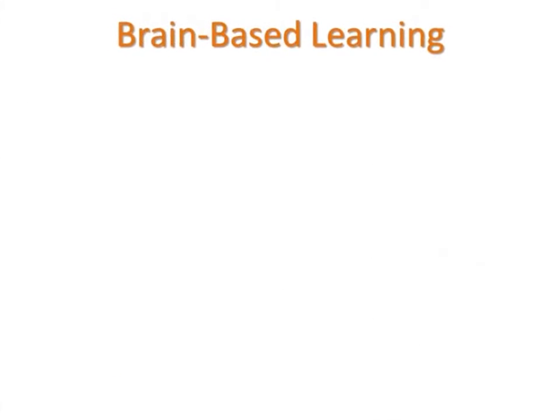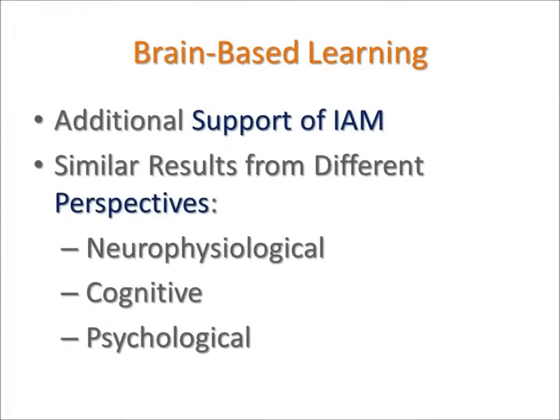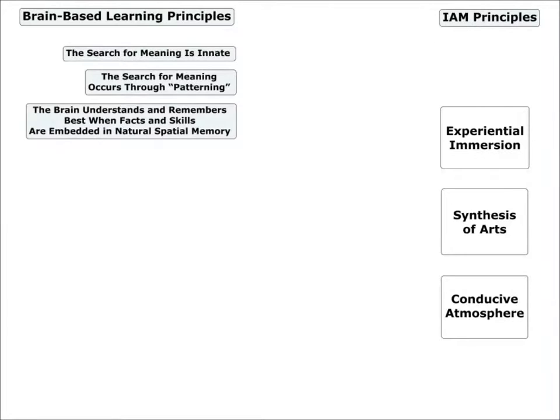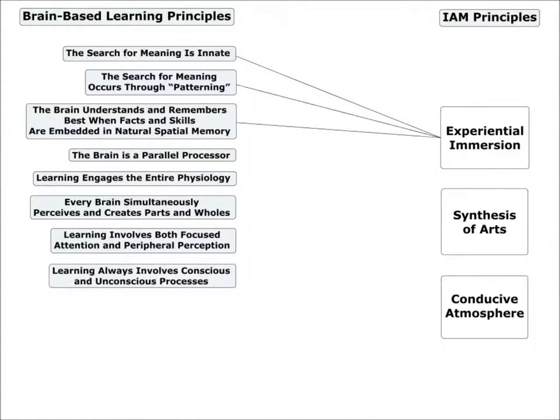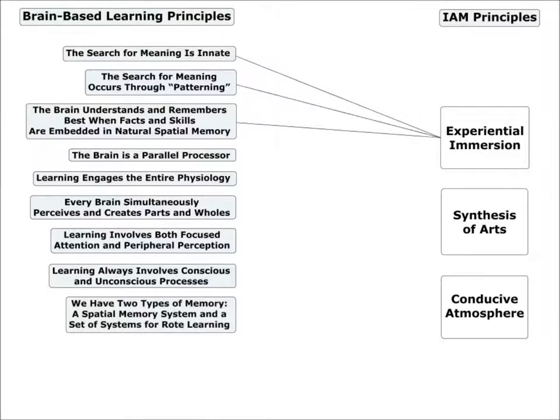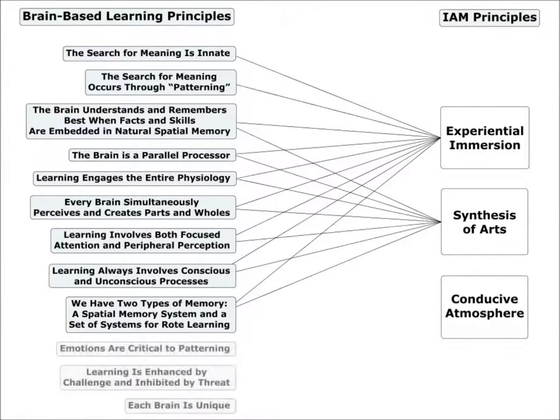The second area of support I discuss is brain-based learning, which stemmed from neurophysiological, cognitive, and psychological studies. Learners' brains search for meaning. Knowledge is given meaning through experience, and without intending this cause of learning, IAM's experiential immersion principle facilitates it. Learning engages the entire physiology in parallel, the focus and periphery, the conscious and subconscious, conceptual and spatial memory. These principles of brain-based learning agree with and suggest why synthesis of arts works, and they add support for experiential immersion as well. Emotions are critical to learning.